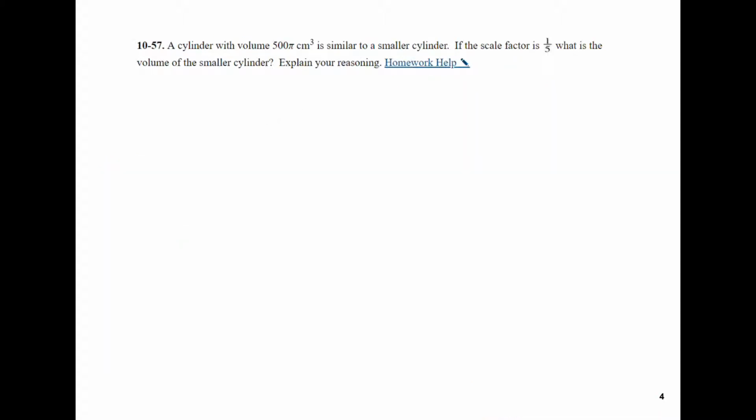1057, a cylinder has a volume of 500 pi centimeters cubed, and it's similar to a smaller cylinder if the scale factor is 1 to 5, so this is the linear scale factor. What is the volume of the smaller cylinder? So remember, volume is cubed.